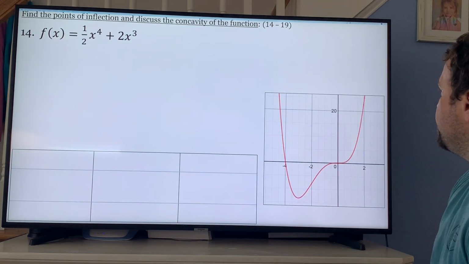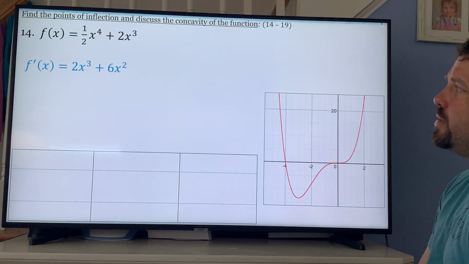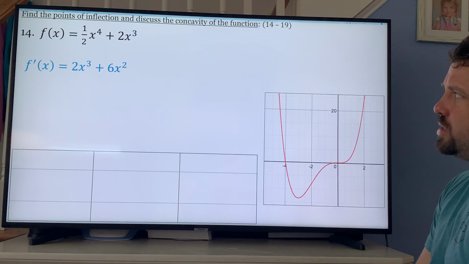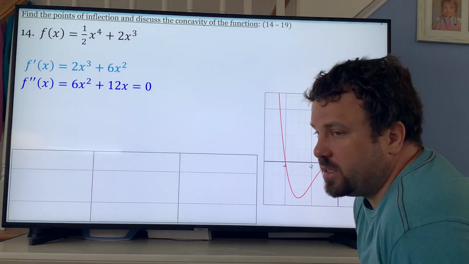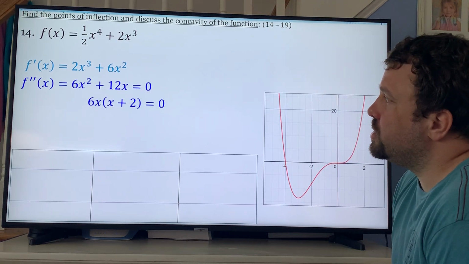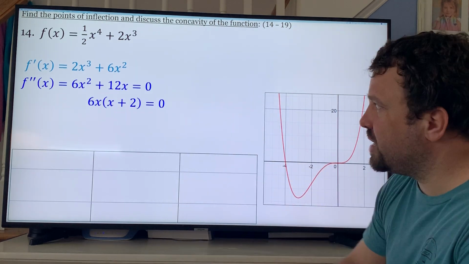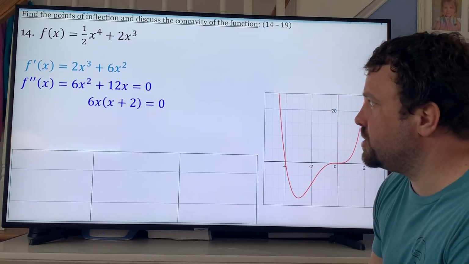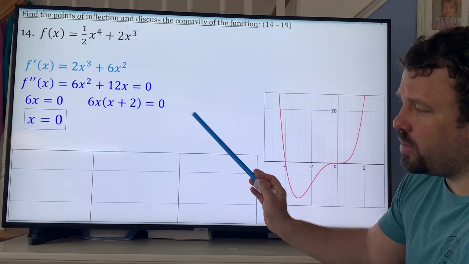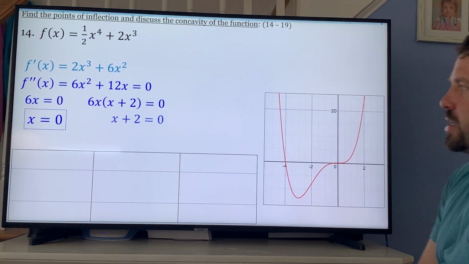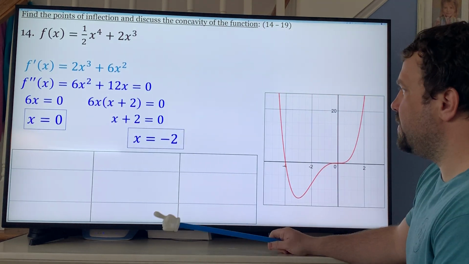Try problem 14. All right, hopefully you got the answer right. First derivative, 2x cubed plus 6x squared. Second derivative, 6x squared plus 12x equals 0. All right, so you take out a 6x. Now you can't just set them equal to each other and get rid of the x, because then you lose one of the critical numbers. You'll lose 6x equals 0, or x equals 0. So that's why you always have to pull things out. And then x plus 2 equals 0. All right, x equals negative 2.